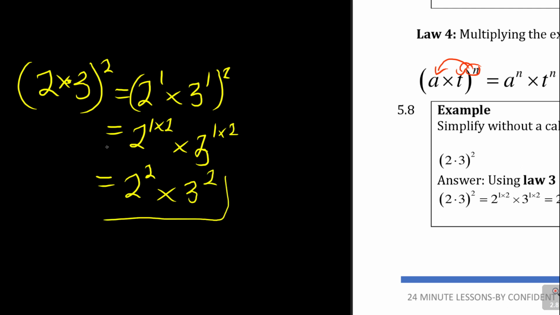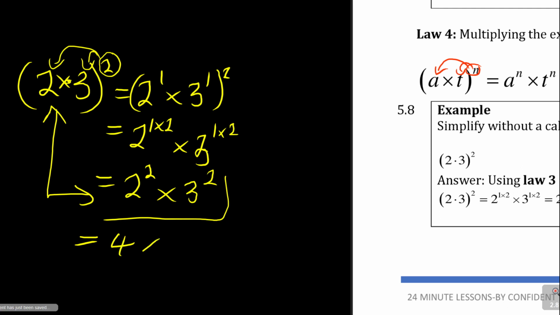I made it long, but directly you can move straight to this. To say, this 2 will come there and come there. Then you can simplify further. 2 to the power 2 is what? It's 4, times 3 to the power 2, which is 9. And the answer is 36.